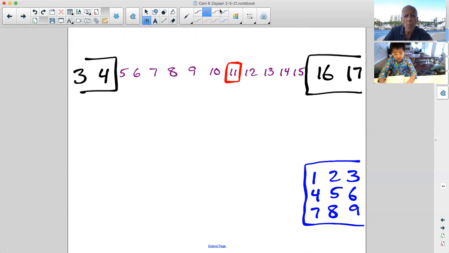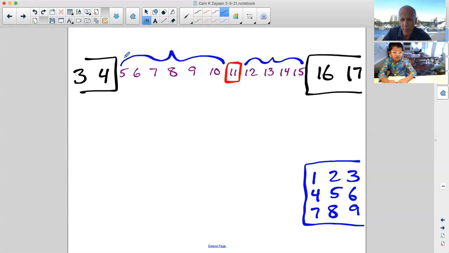Now, let's put a little square around 11. And Zayaan, I want to look at how many numbers, look at the screen, please. How many numbers are to the right of 11 in between? And how many numbers are to the left in between? Four on the right. And six on the left.